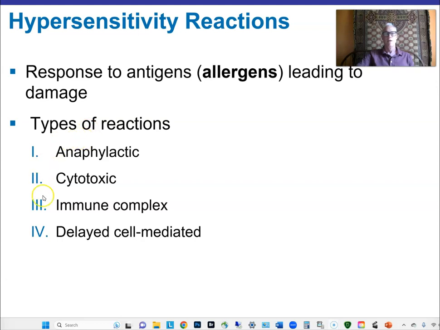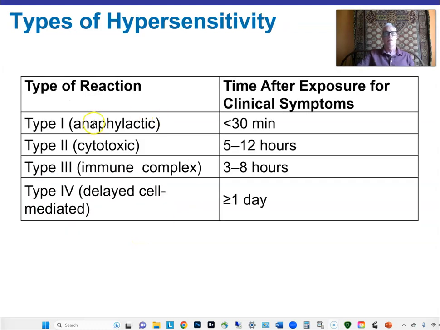types of allergies. The first three are antibody mediated. The fourth one is a T cell mediated hypersensitivity. Type 1 is very, very quick. Anaphylaxis is what it's called. We've already talked about that before. We'll run through again what that's all about. Type 2 and type 3 come on within hours.